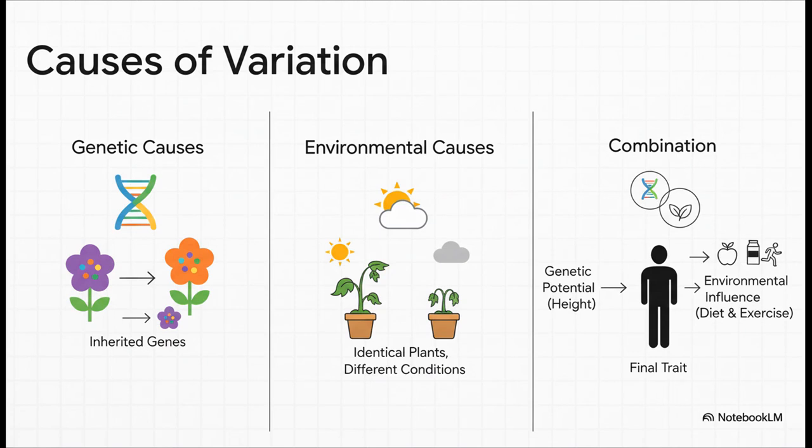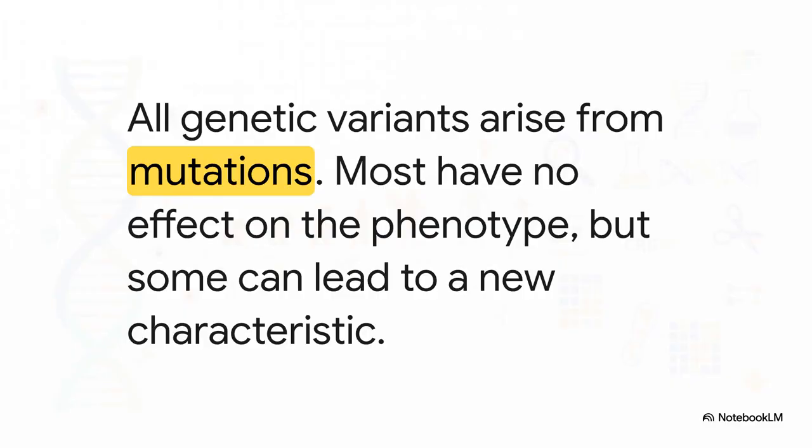Right, so where do all these differences come from? Well, it boils down to two main things. First up, you've got genetic causes, the unique mix of genes you get from your parents. Then, there are environmental causes, things like diet or, for a plant, how much sun it gets. But honestly, for most things, like human height, it's actually a combination of both your genes and your environment working together.